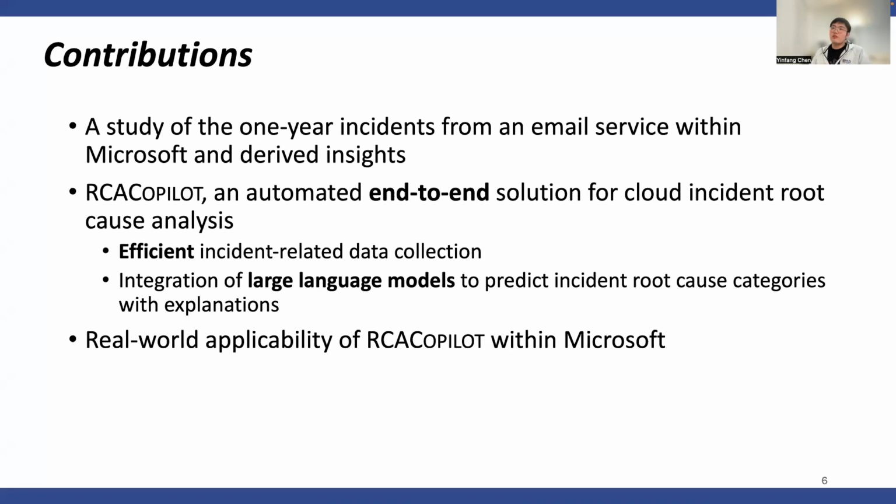The contribution of this work is that first, we have done a study of one year of incidents from a very large email service within Microsoft, and we derived three insights, and those insights helped us design the RCA Copilot. We propose the RCA Copilot, which is an automated end-to-end solution for cloud incident root cause analysis. It is efficient, and it integrates a large model to predict the incident root cause categories, also with explanations. And we have deployed the RCA Copilot within Microsoft.